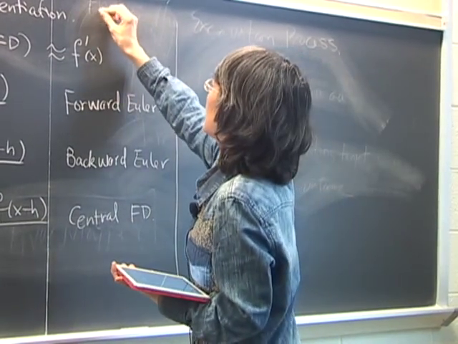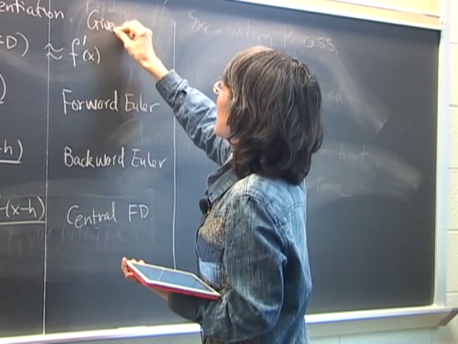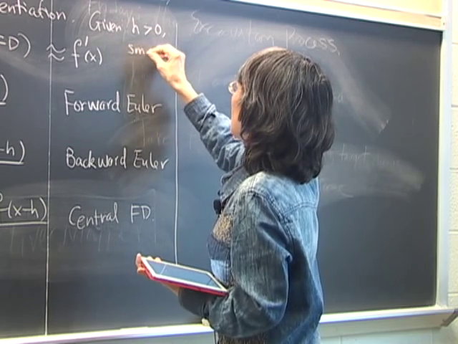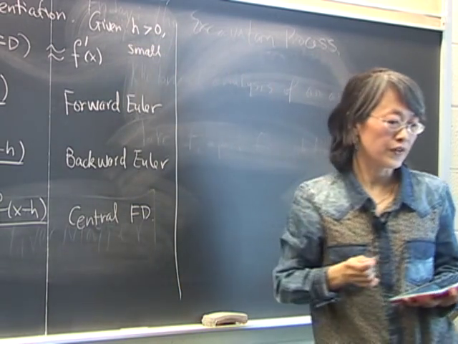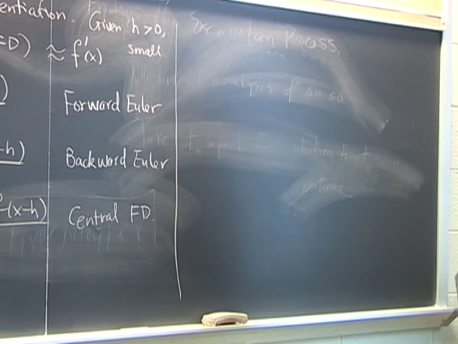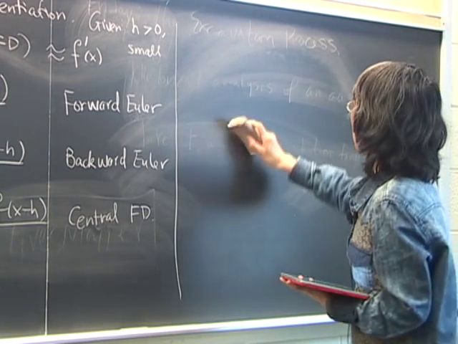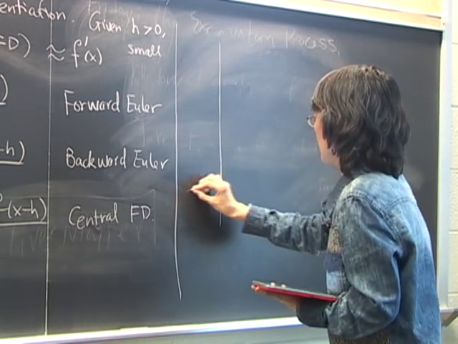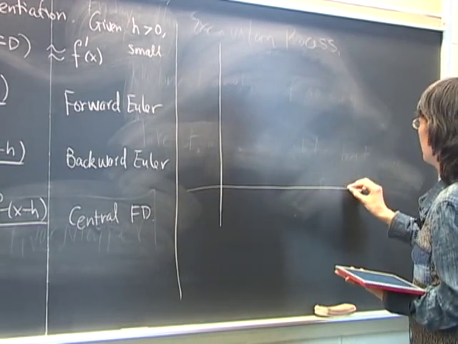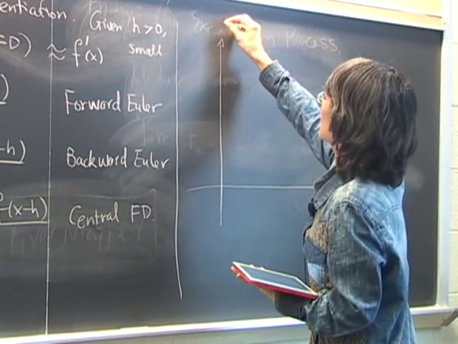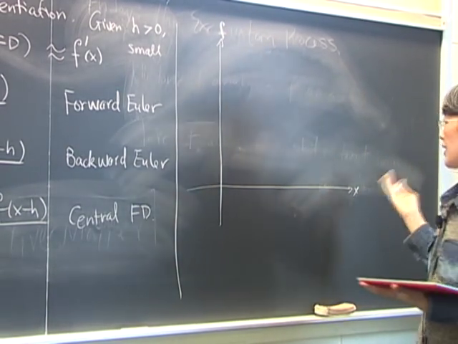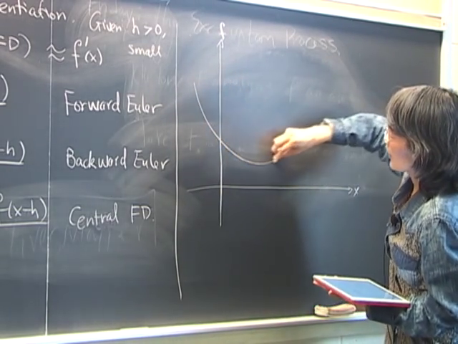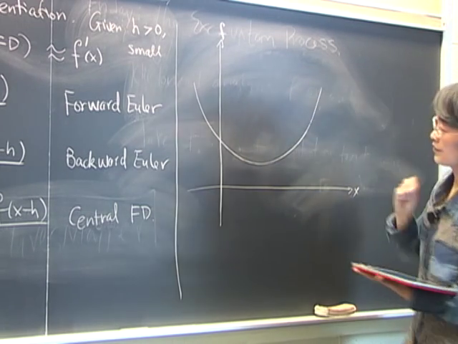So I forgot to say, you have to give me an h which is positive and which is small. Okay? If h is very large, it's not a good approximation. Right. Okay, so let's try to see why one can do so. So let's draw a picture. So this is f, let's say that's x, and let's say I have a convex function like that.